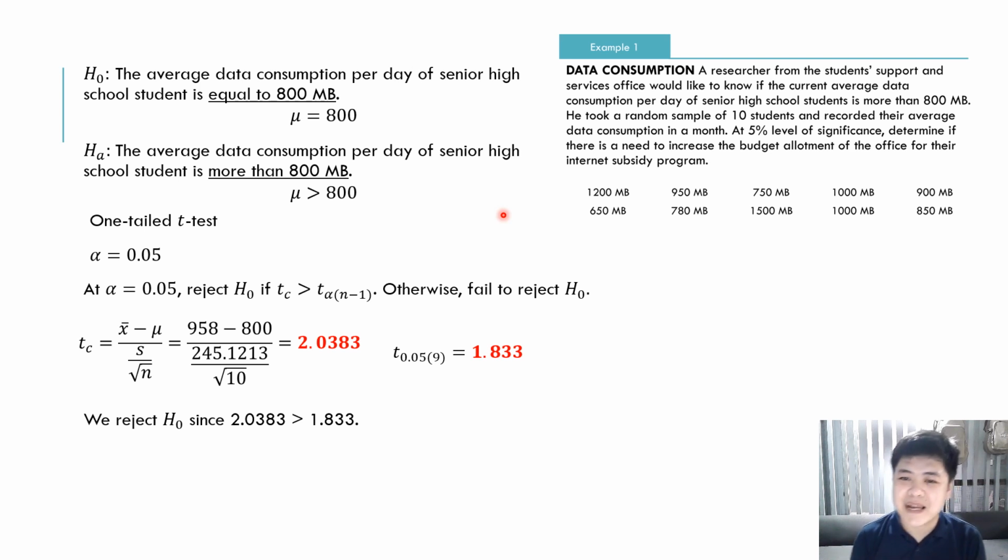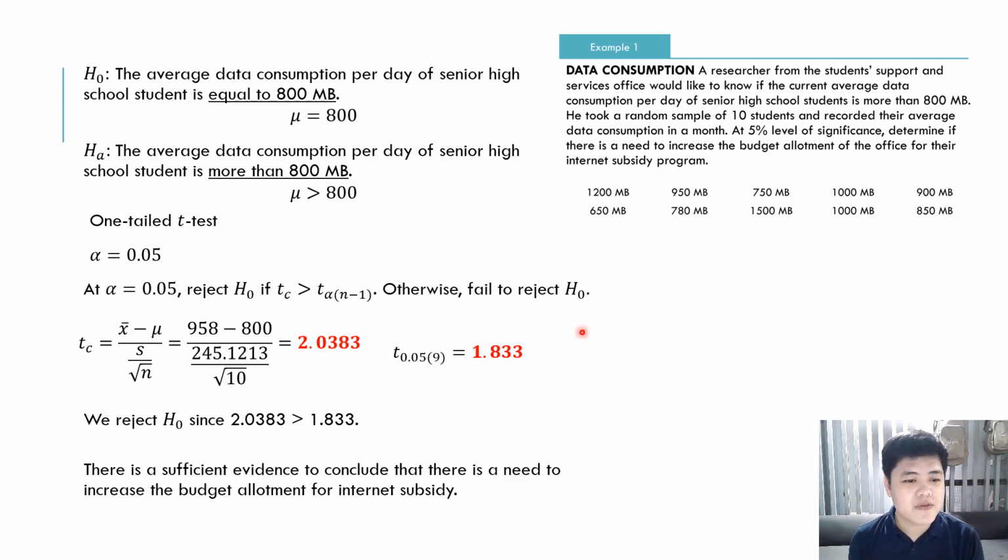Balikan natin yung tanong. Ano bang sabi sa tanong? We're going to determine if there is a need to increase the budget allotment. So since we found out that on the average, more than 800 MB na talaga yung nagagamit nila, therefore, there is sufficient evidence to conclude that there is a need to increase the budget allotment for the internet subsidy.